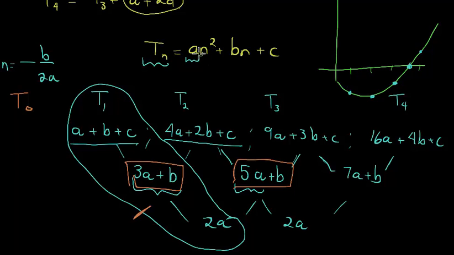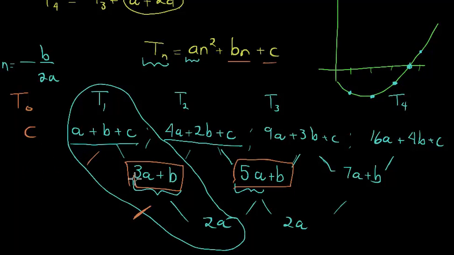No, n is 0. n is 0, 0 squared is 0, plus 0 plus C. So T0 would be C. Okay, that would be nice.